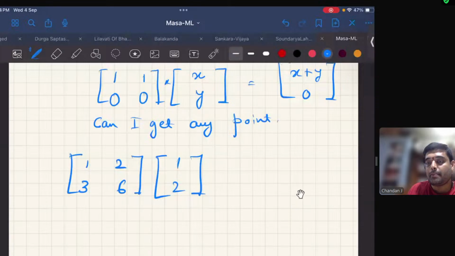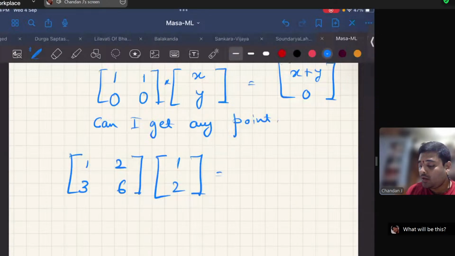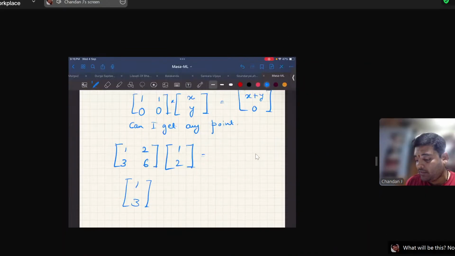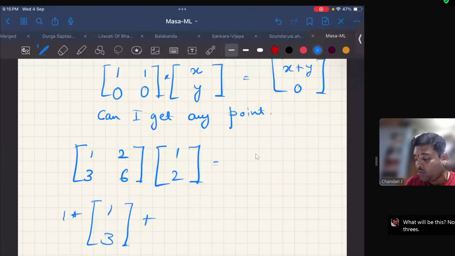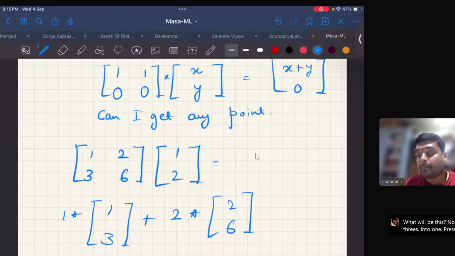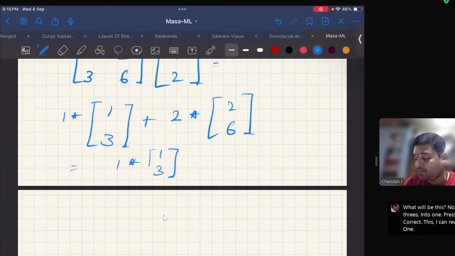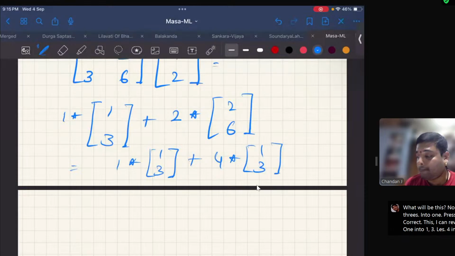Now, what will be this? Now, this is 1 times 3 plus 2 times 6. Correct? Now, this I can rewrite as 1 times (1, 3) plus 4 times (1, 3). Now, this is (5, 15).